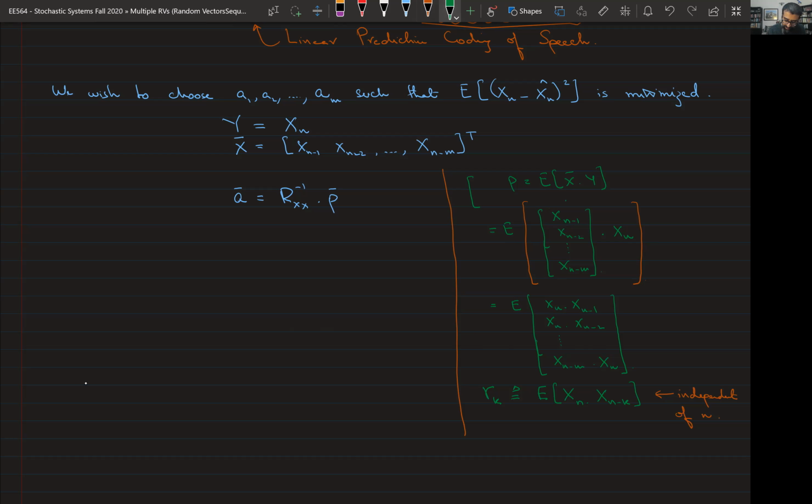Okay? So based on that, I can say this is actually equal to R1, because the separation is just one sample. This is equal to R2 because the separation is two samples, and all the way up to Rm, because the separation there is m samples.